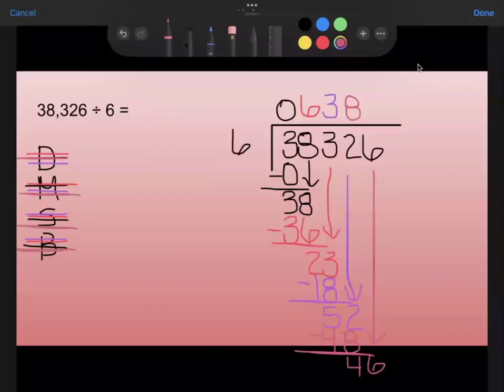Okay, let's do one more round. And let's see, 6 goes into 46. Well, we know 6 times 8 is 48. That's a little too much. So let's do 6 times 7, which is 42. I'm going to subtract it this way just for the sake of having a little bit more room. So that was division and multiplication. Subtraction would give us 4 left over, and there's no more numbers to bring down. So the answer to this would be 6,387 with a remainder of 4.